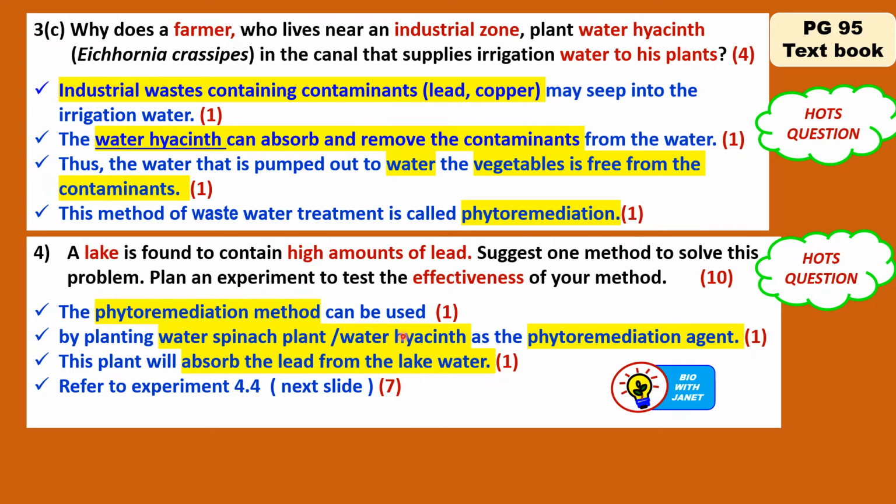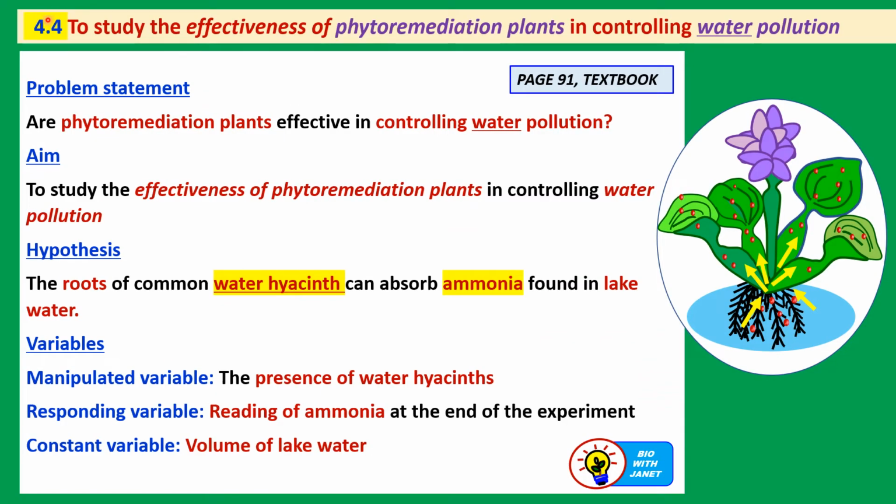Okay, so let's look at experiment 4.4. Now, experiment 4.4, to study the effectiveness of phytoremediation plants in controlling water pollution. So this is also found in your textbook on this page. Now, the problem statement is, are phytoremediation plants effective in controlling water pollution? Okay, we want to study the effectiveness. So, the aim is to study the effectiveness of phytoremediation plants in controlling water pollution.